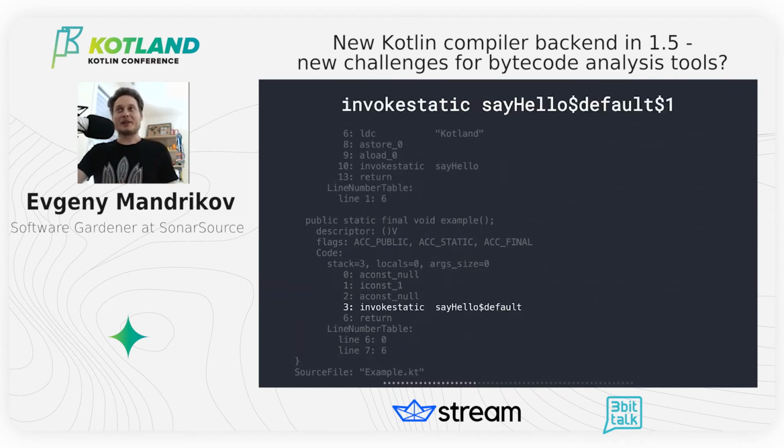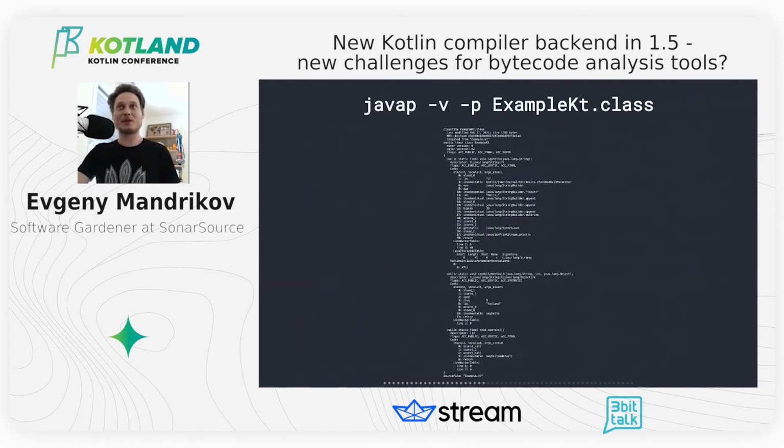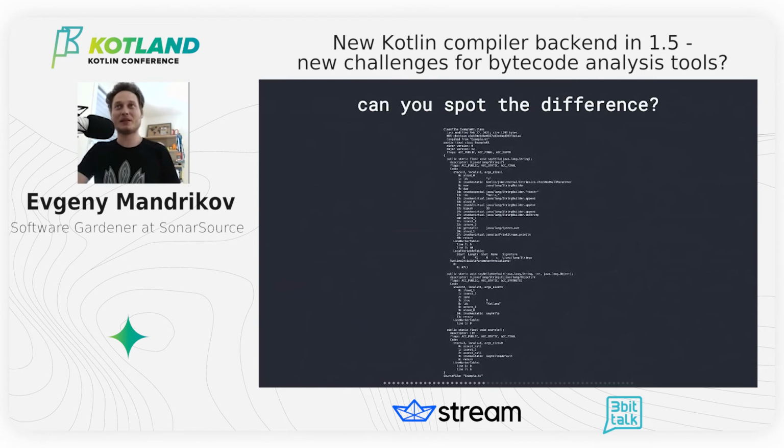And it invokes this method that was generated. So why is there a change on such a simple construction? What changed? Let's have a look. We take the same example. We compile it now with Kotlin 1.5 milestone 1. We decompile it. Can you spot the difference?